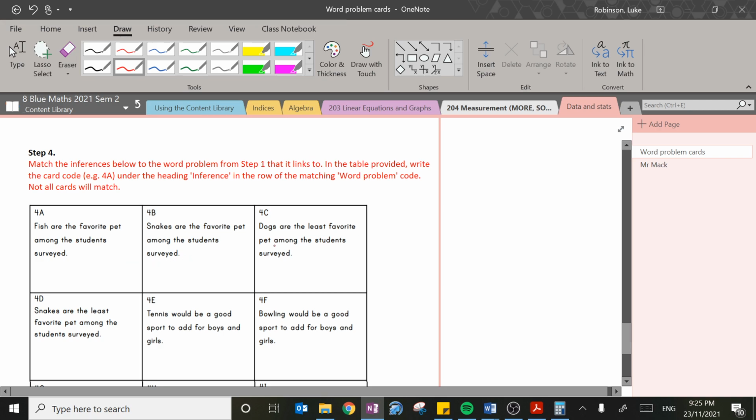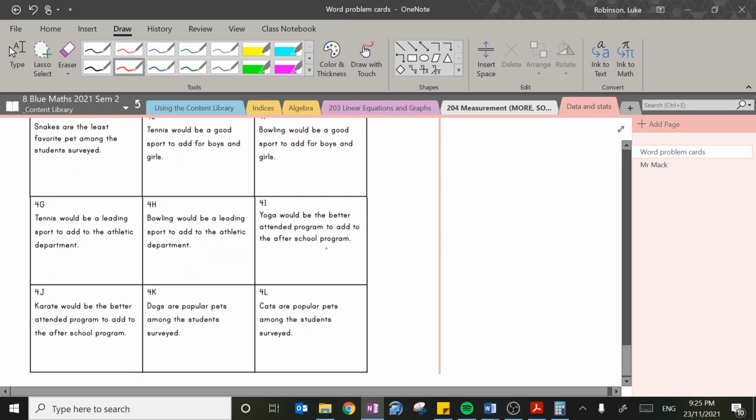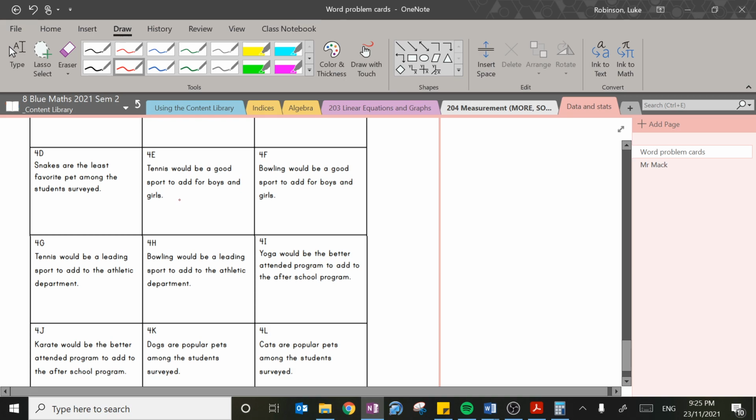So that's about pets. So it's got nothing to do with them, nothing to do with pets. Tennis would be a good option to add for boys and girls. Okay. Didn't mention anything about their gender, so I guess that's just something to consider. Bowling would be a good sport to add for boys and girls. Tennis would be a leading sport to add to the athletics carnival. Bowling would be a leading sport to add to that. So I think this one here, 4H, best suits our answer, because bowling had more votes than tennis. So we're going to say that 1A relates to this card here.